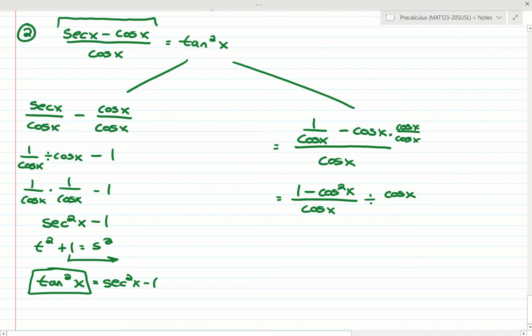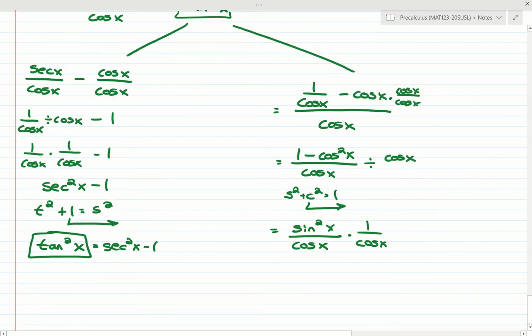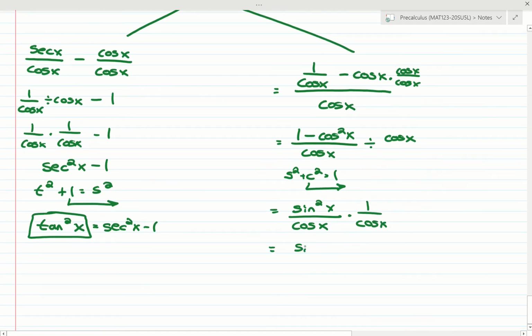Well, I'm seeing 1 minus cosine squared, and I know I have to get tangent, which is sine over cosine. So if sine squared plus cosine squared is 1, 1 minus cosine squared is sine squared. So I get sine squared of x over cosine of x times 1 over cosine of x gives us sine squared of x over cosine squared of x, which is just tangent squared of x.